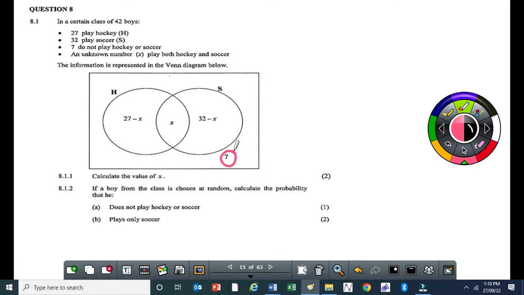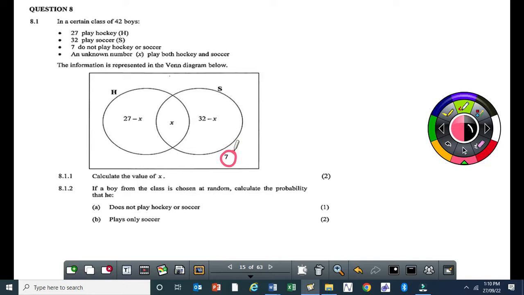The number of boys who play hockey only is 27 minus X, so we subtracted this X from 27. The number of boys who play soccer, we subtracted X from 32, and we got 32 minus X. That's how the Venn diagram was constructed. It's pretty straightforward. Then the first question says calculate the value of X.